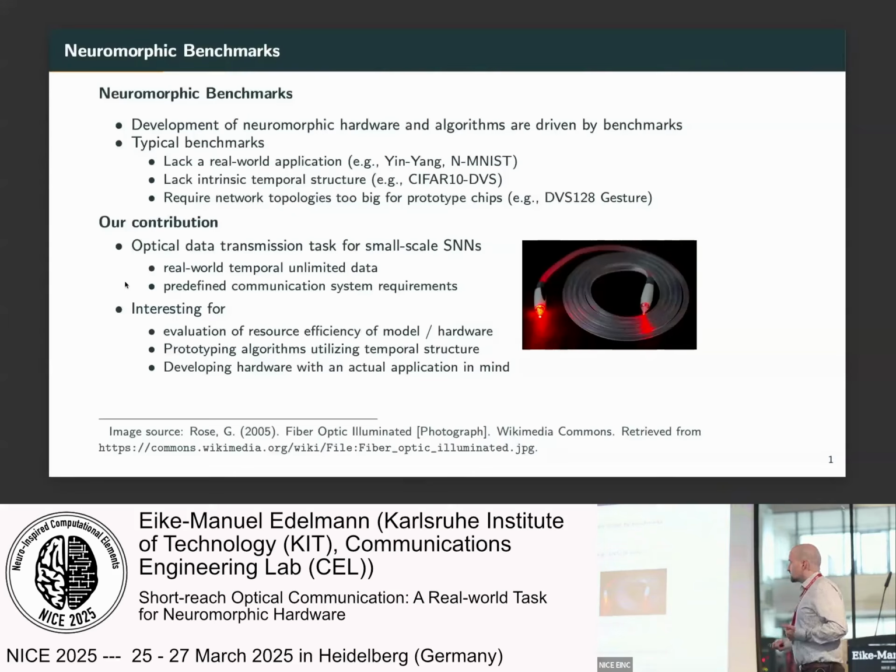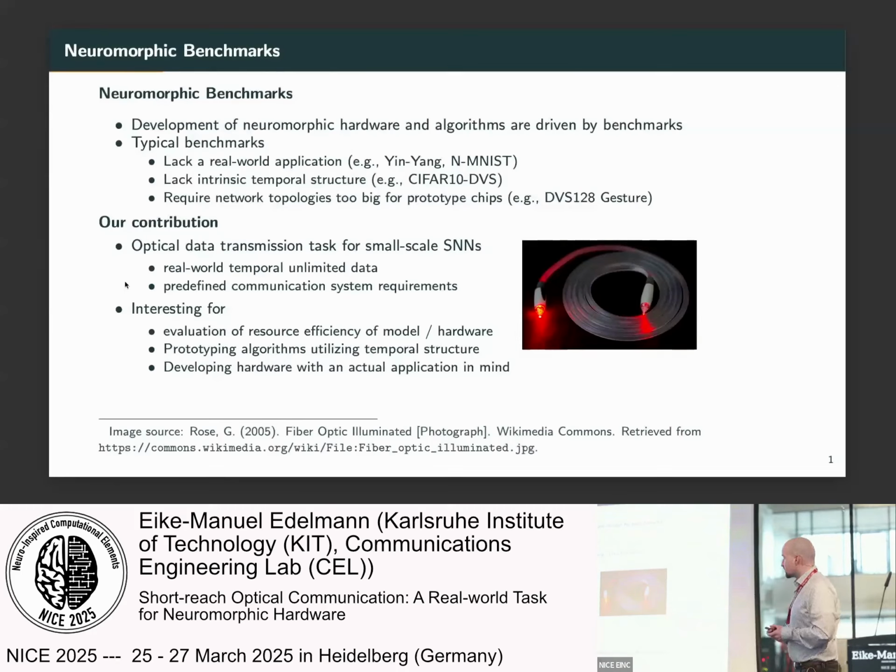And what are the advantages? First, it's a real-world task, so the communication community is really interested in it. We have temporal data because it's a communication problem. I'm talking to you for the next 10 minutes, so we have that intrinsic temporal domain, and we have models of the optical fiber, which are pretty well suited to the real world, so we can generate data, and therefore we have unlimited data. And from the network operators, we have predefined communication system requirements, so they tell us, okay, you have to perform that well, otherwise there's no need to build it into a transceiver.